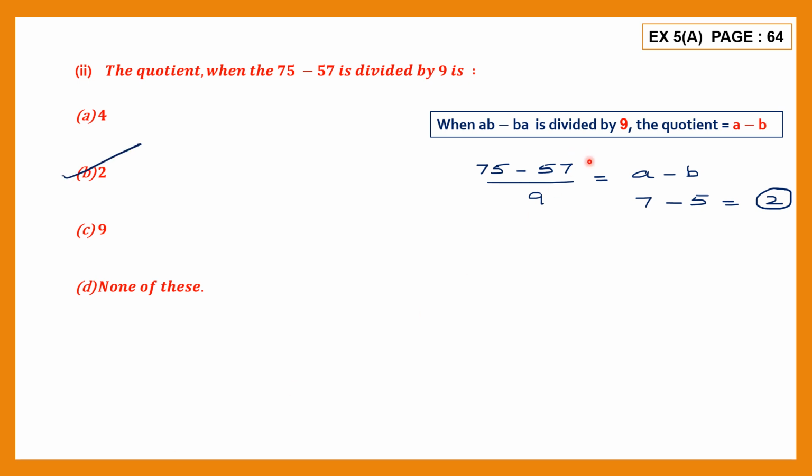Okay, so this is how it's always: when it is divided by 9, you will always get your quotient as A minus B. So you don't have to subtract, you don't have to divide, you can straight away do this and get your answer.